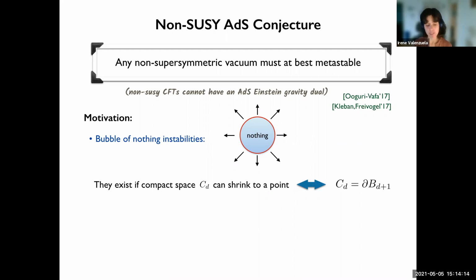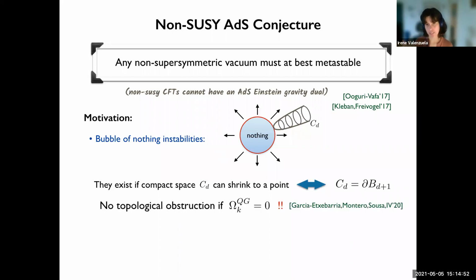The point is that if we have internal dimensions, we could have this Witten bubble of nothing, in which we nucleate a bubble with nothing inside. Whether this is possible depends on whether the internal dimensions can shrink to a point. For example, in the case of Witten, you have a circle that shrinks to a point at the boundary of the bubble of nothing. The interesting thing is that whether this can shrink to a point is equivalent to asking whether your manifold is the boundary of a manifold of one dimension more, which was the same question that we discussed with the cobordism group.